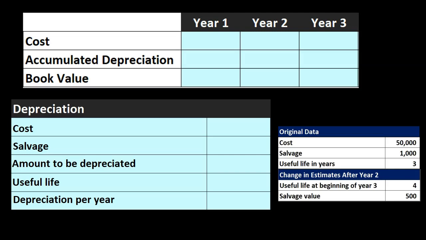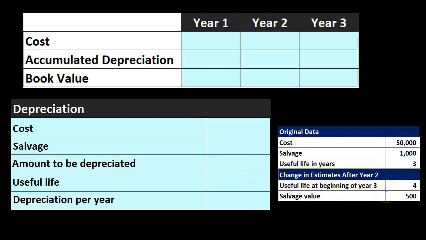Let's take a look at this with an example. So here's going to be our data down here. We've got the cost of property, plant, and equipment at $50,000, salvage value $1,000, useful life starting at 3 years. Then at the end of year 2, we decide that the useful life actually has changed, at the beginning of year 3, the end of year 2.